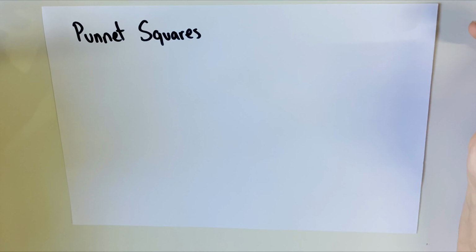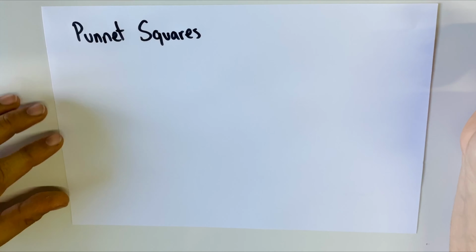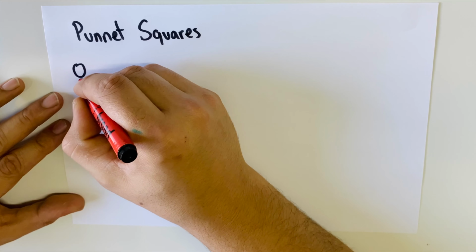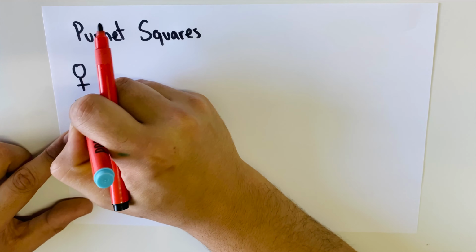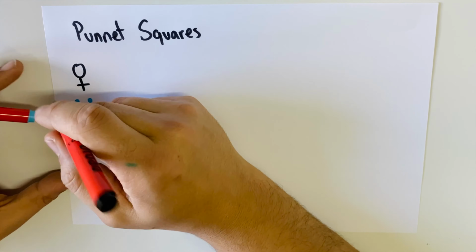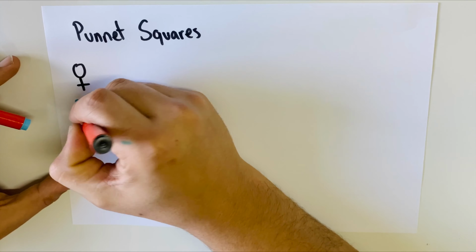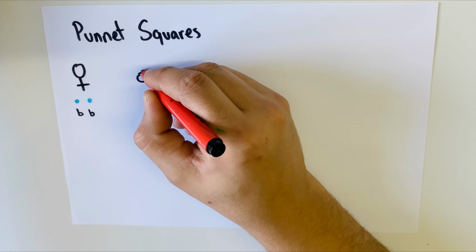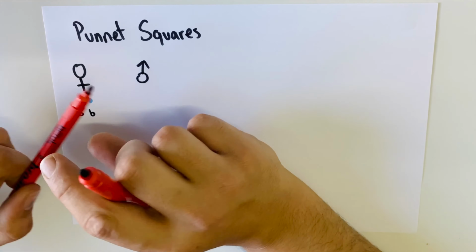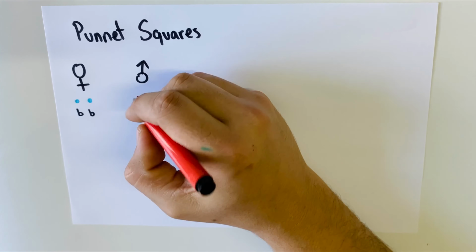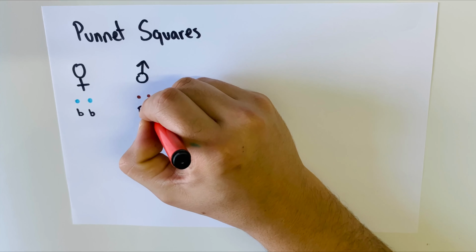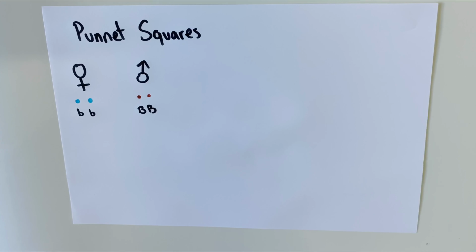Now we're going to start with the same example we've used before, where we had a female who had two copies of the blue-eyed gene, and we gave them the letters little b, and we had a male who had two copies of the brown-eyed gene, and we gave them the letters big B, big B. So now we know what the genotype for the parents are, we can use a Punnet square to predict the possible offspring.